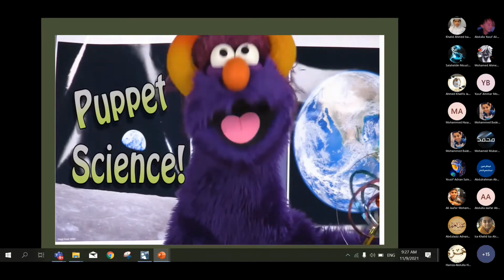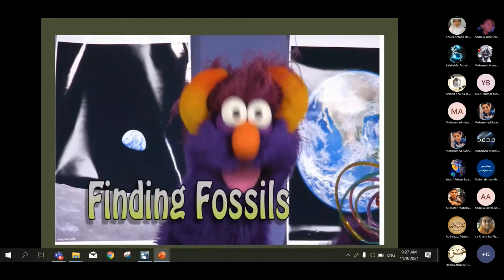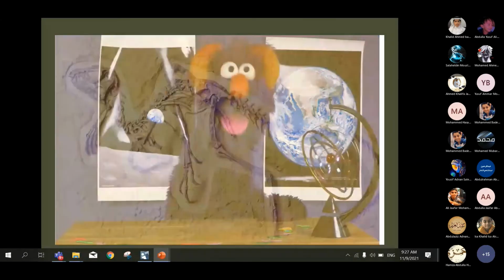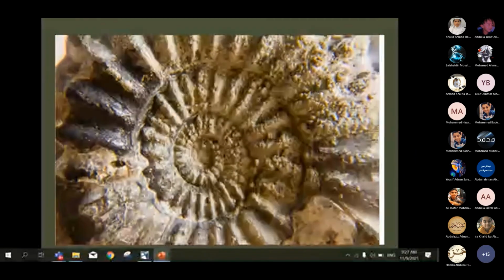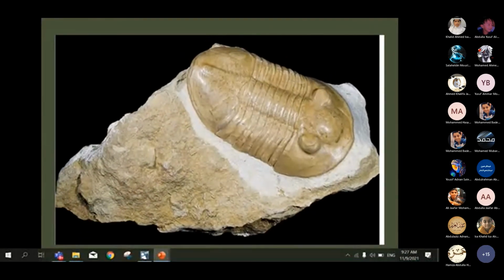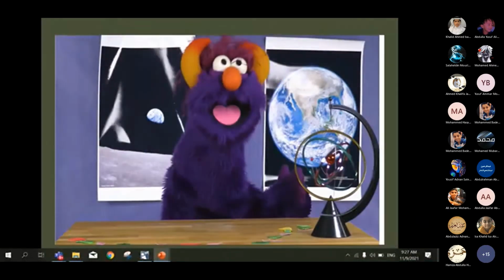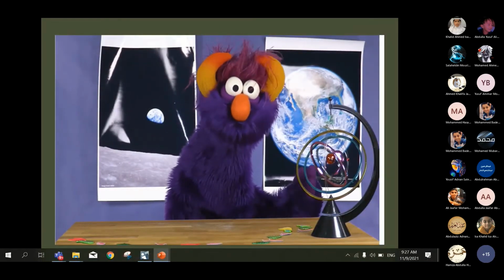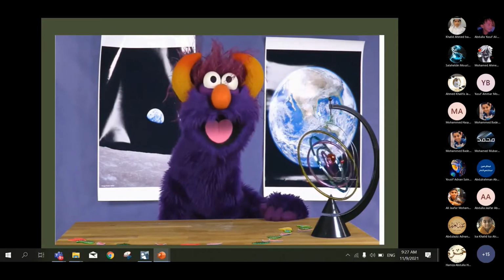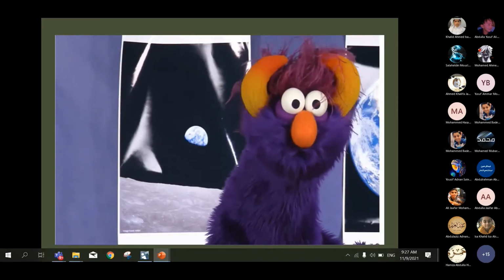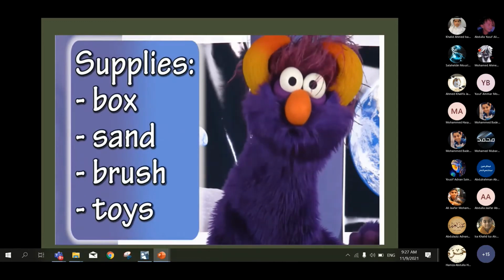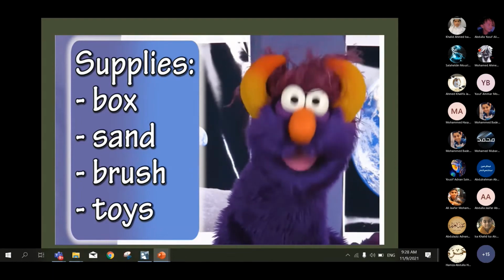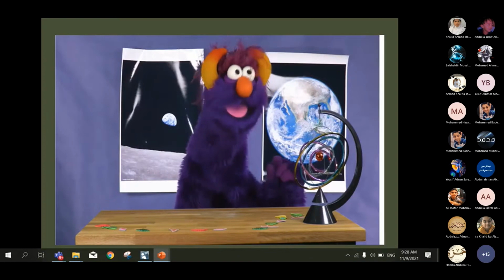children. Today's big science experiment is finding fossils. Fossils are the remains of ancient animals and plants. They are traces or impressions of living things from past geological ages. Ancient animals like our guest Stegosaurus left behind clues for us to find and learn more about him and his dino family. If you want to play along and find your own fossils, all you need is a small box or Tupperware container, dirt or sand, a paintbrush, and some small toys. Itty bitty toys.